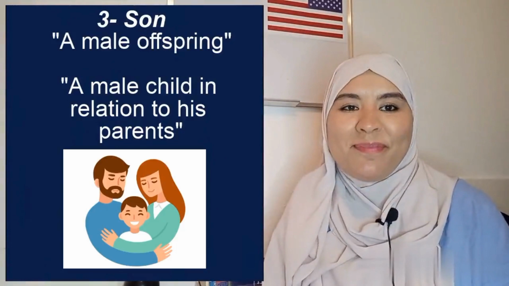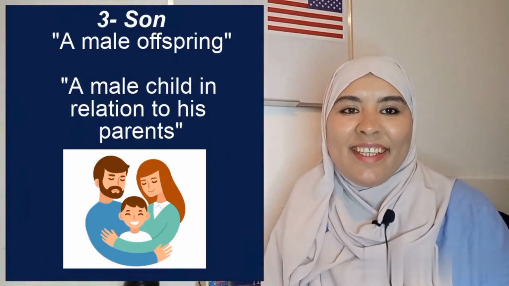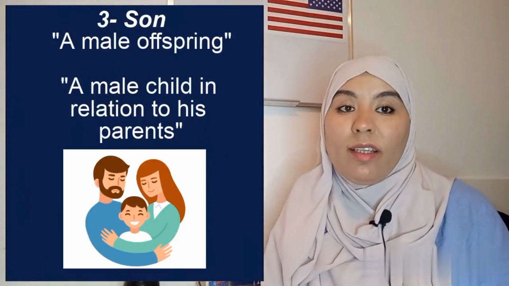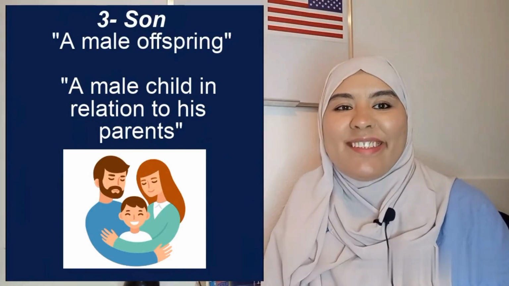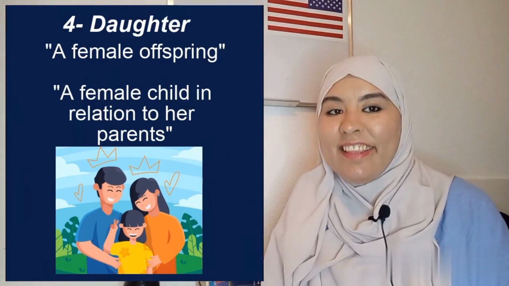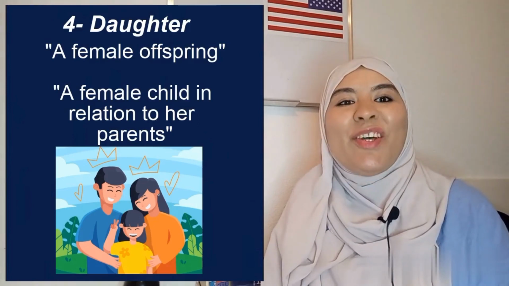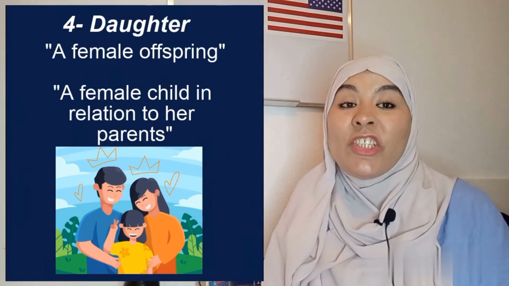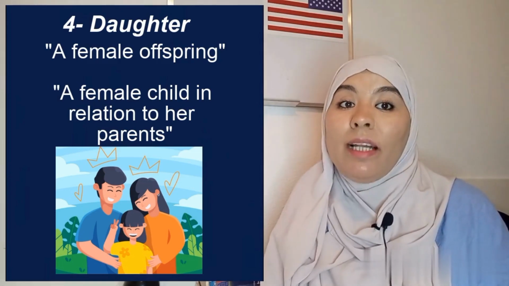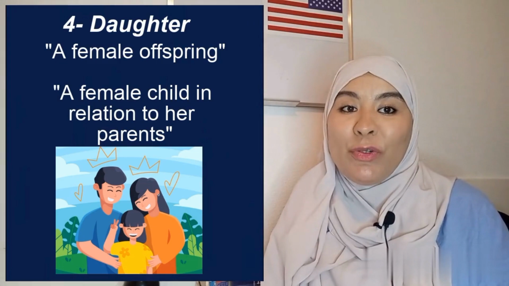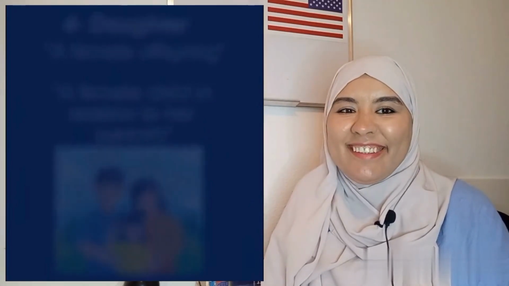Number three, son. He is the male offspring, a male child in relation to his parents. Number four, daughter. She is the female offspring. She is the female child in relation to her parents.